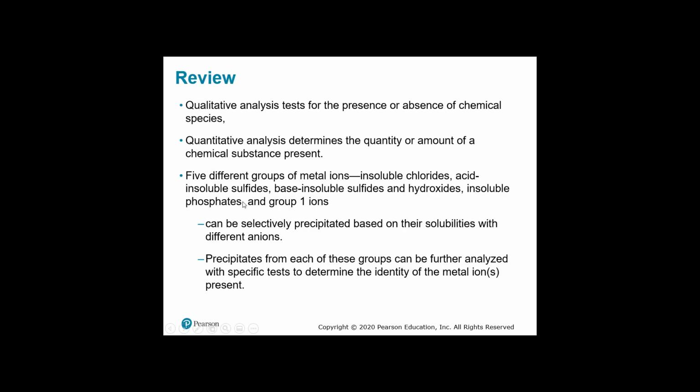Okay, so let's do a review. Qualitative analysis tests for the presence or absence of chemical species. Quantitative analysis determines the quantity, how much. There are 5 different groups of metal ions: insoluble chlorides, acid insoluble sulfides, base insoluble sulfides and hydroxides, insoluble phosphates, and group 1 ions. They can be selectively precipitated based on their solubilities with different anions. Precipitates from each of these groups can be further analyzed with specific tests to determine the identity of the metal ions present. That's it.